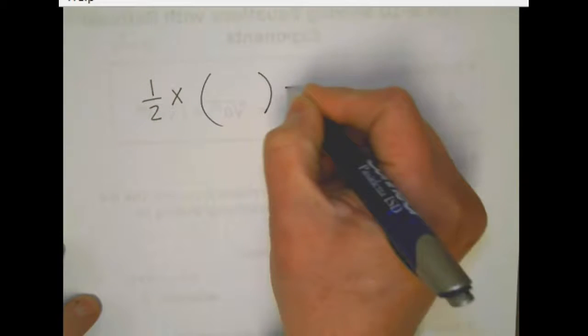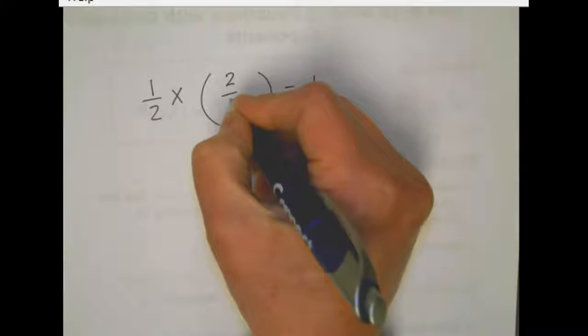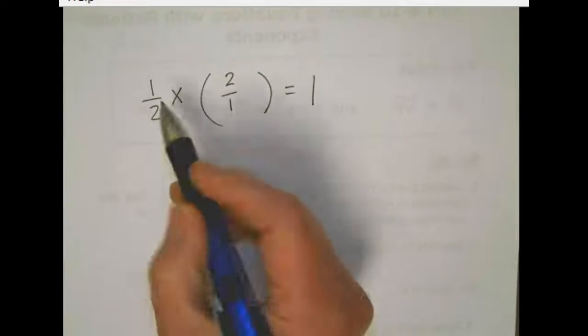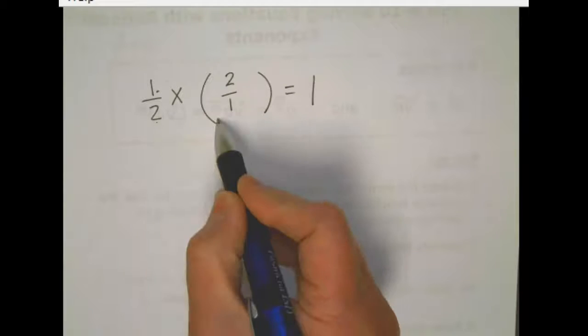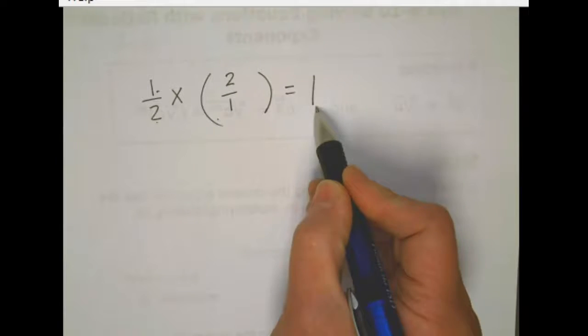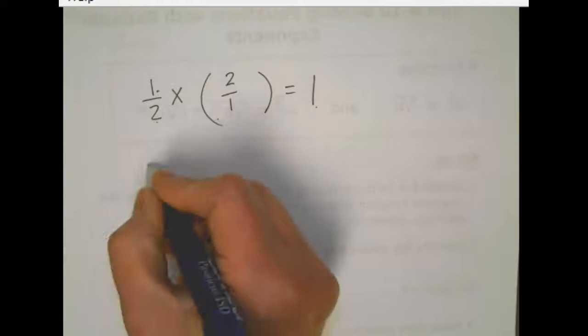Before we start with your notes, can you answer this question? What do I multiply 1/2 by so that it would equal 1? Or 2 over 1, because that would equal 2 on the top and 2 on the bottom, and that would be equal to 1.